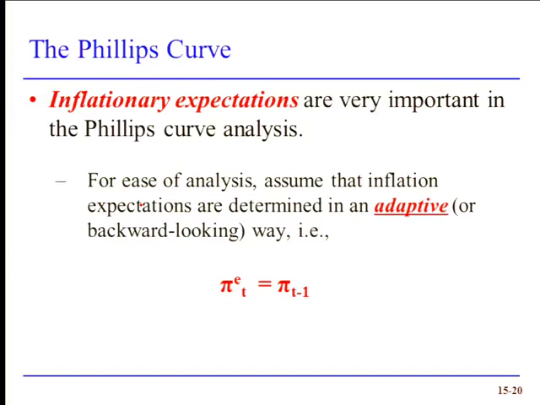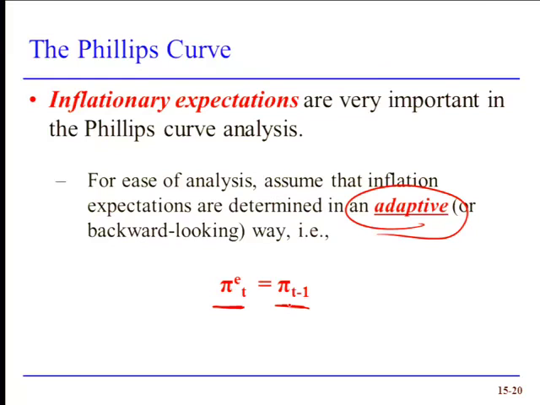So we need some way to make our model tractable and deal with expected inflation. So we're going to use a very simple assumption here, one that we will relax later. We'll look at a couple of alternatives to this particular assumption, but the assumption that we're going to use is that expected inflation is formed in what we call an adaptive way. We basically adapt our expectations to what's already happened in the past. And the specific formulation that we're going to use is that this year's expected inflation, pi super E sub t, is equal to last year's actual inflation. So our expectation of inflation this year is simply based on whatever actual inflation was last year.